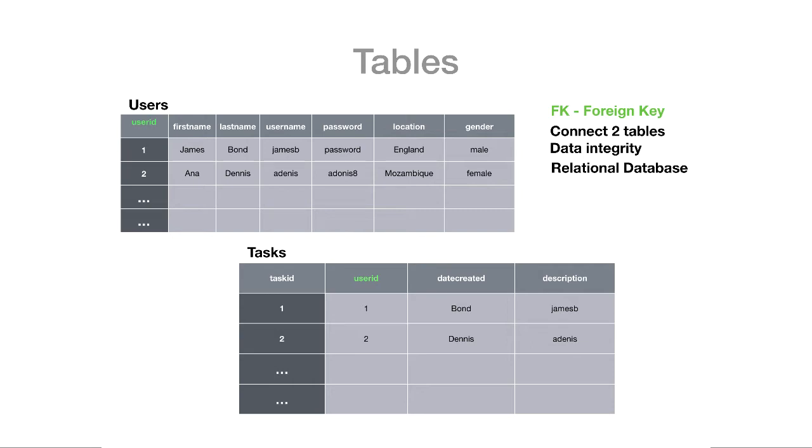And next we'll have, of course, the tasks table, which has task ID as the primary key, which will also be auto-incremented. And then we have the date created, description, and a user ID column here. So the same thing here.